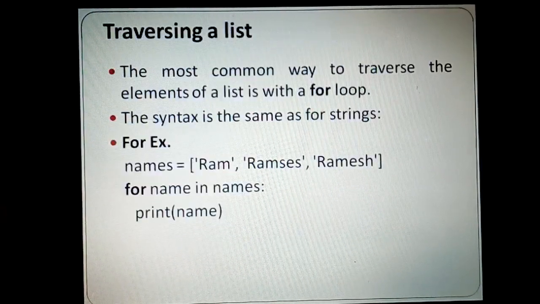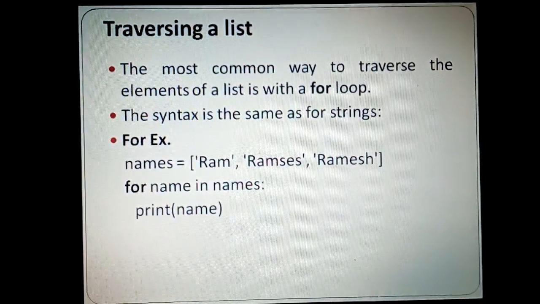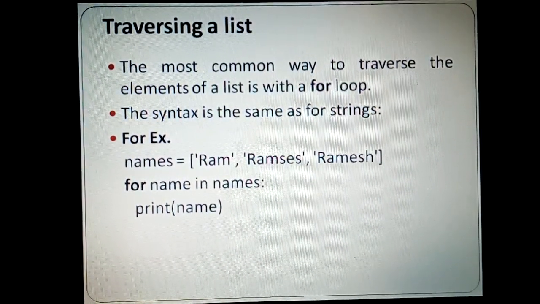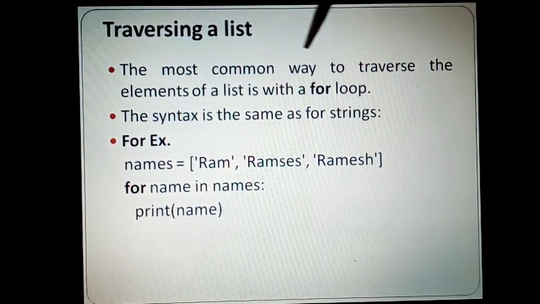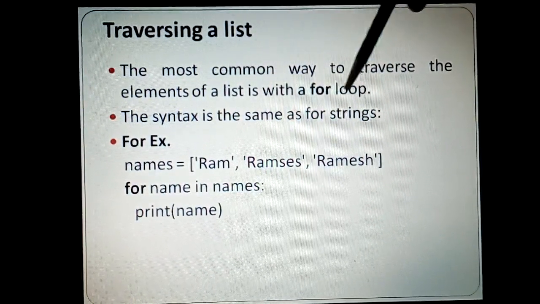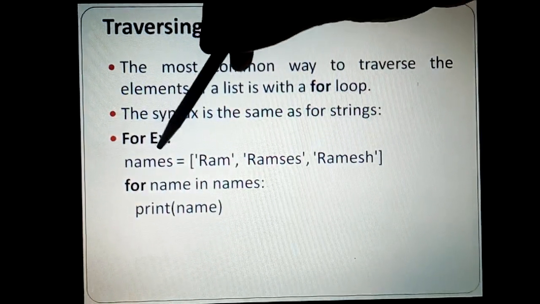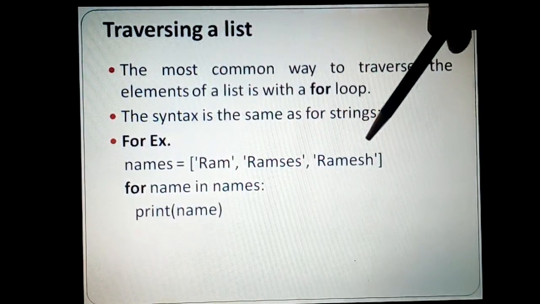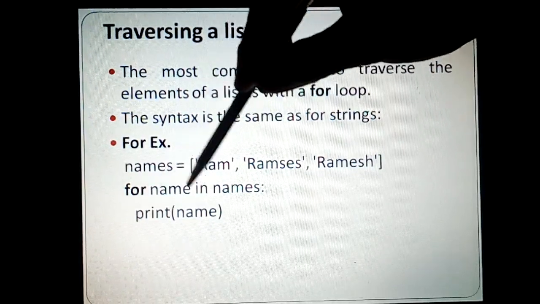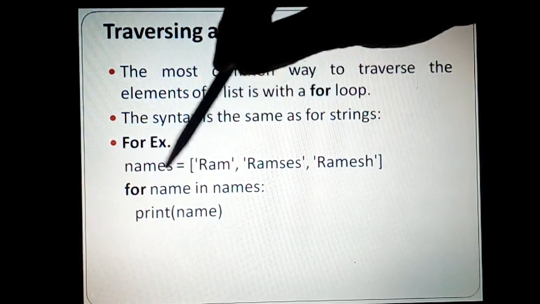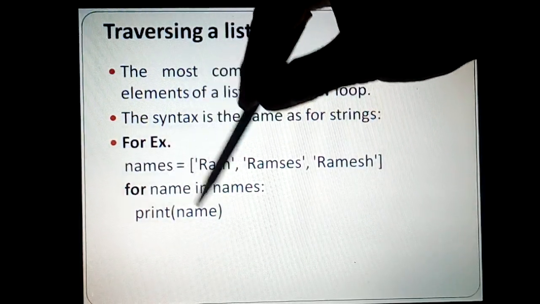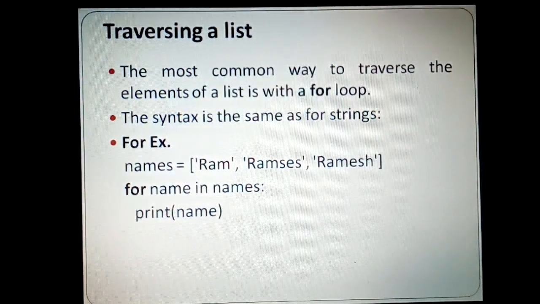Now let us see how we can traverse a list, or go through each and every element of the list. Again, this was discussed in one of the previous lectures, but anyhow we'll go through it again. The most common way to traverse the elements of a list is with a for loop. The syntax is the same as for strings. For example, if I have the list names equal to Ram, Ramesh and Ramesh, I can say for name in names. Name is a variable, it can be any variable x, y, i, whatever it may be. In this list names, I can print the name, and it will traverse the list.